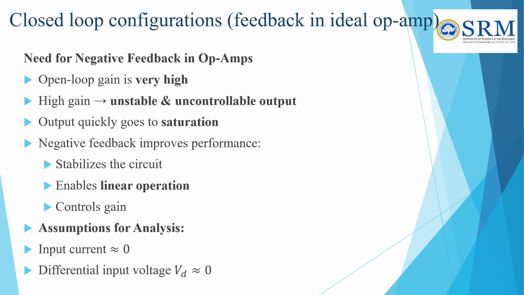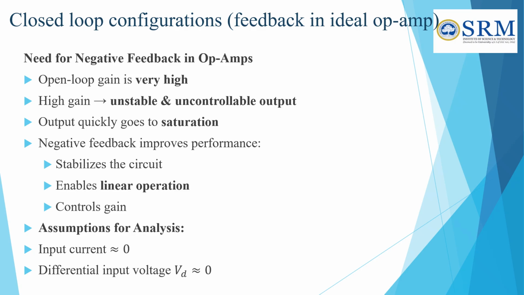Next is closed loop configurations. Here the feedback is included in the configuration. In open loop, even a tiny input causes a very large output. This leads to saturation, so this is not useful for amplification. Why are we going for negative feedback? It feeds part of the output back to the input. This reduces the overall gain and makes the system stable and predictable.